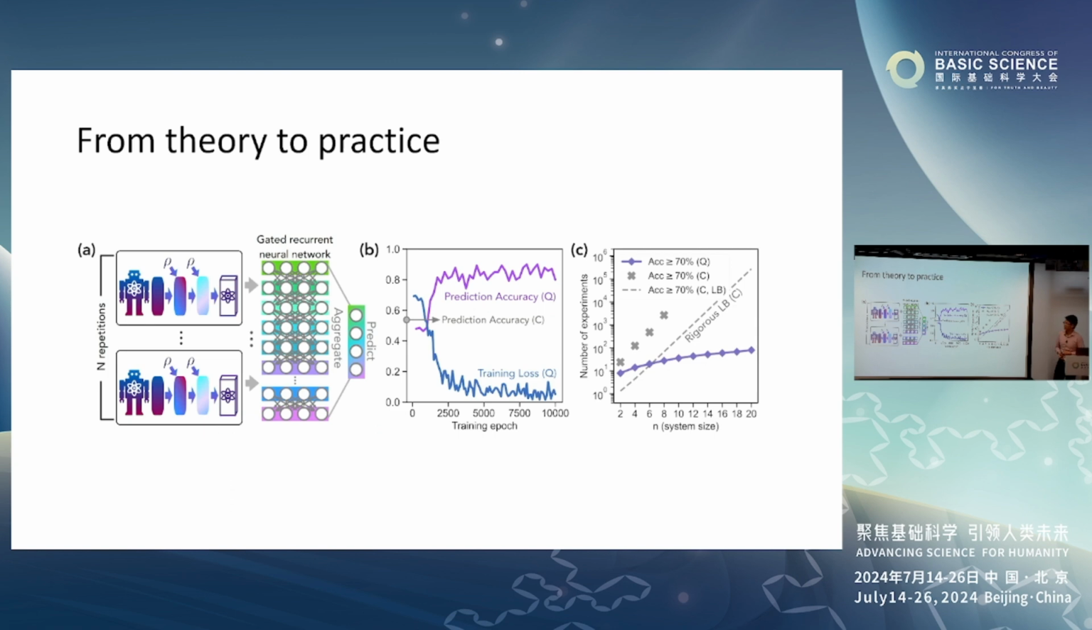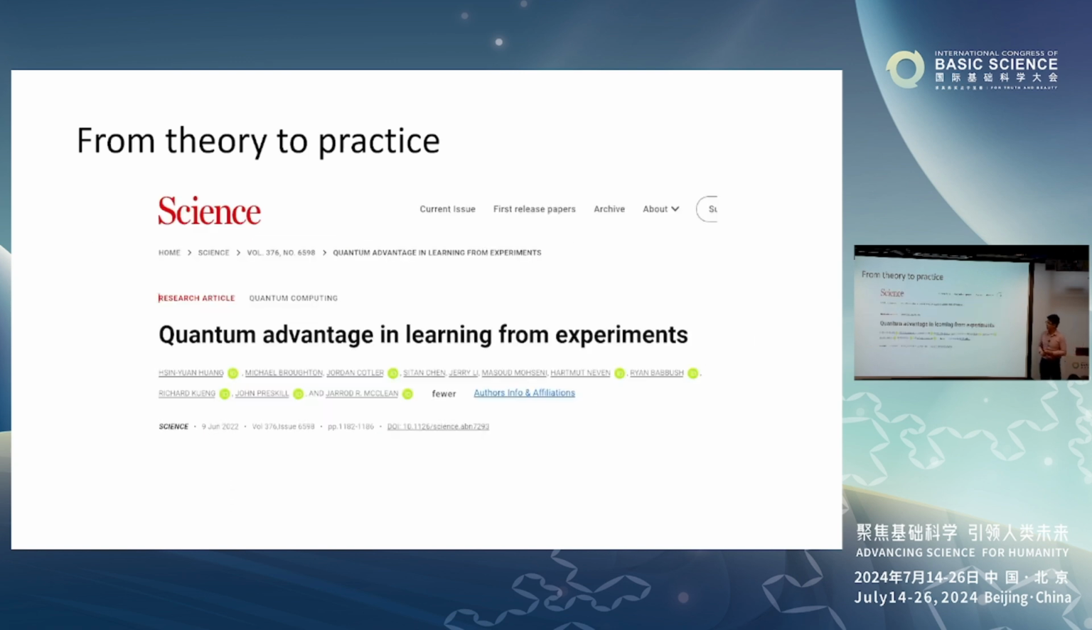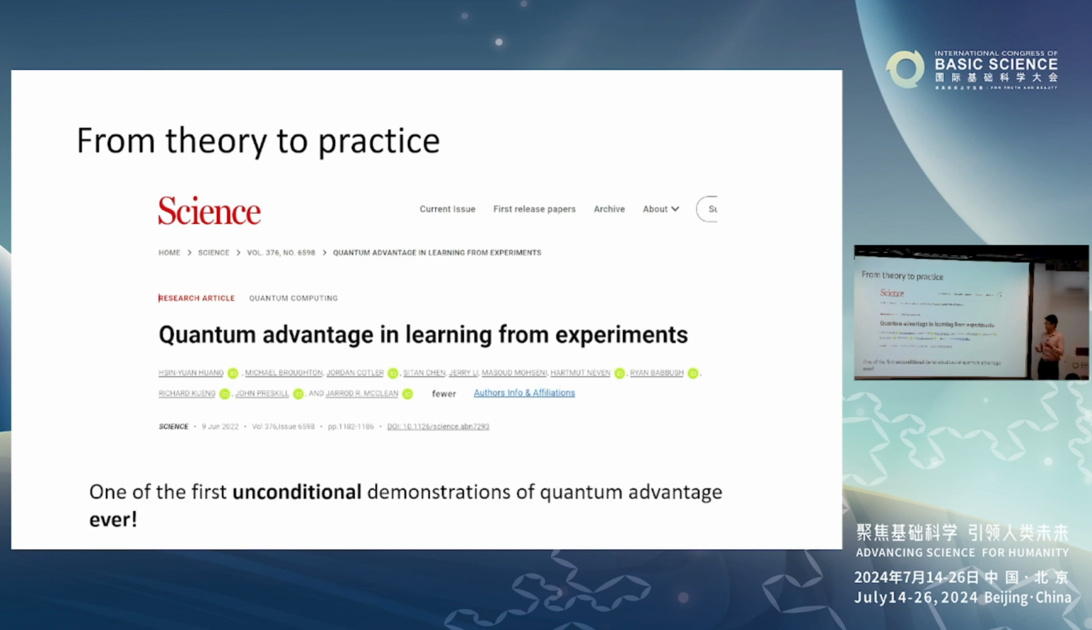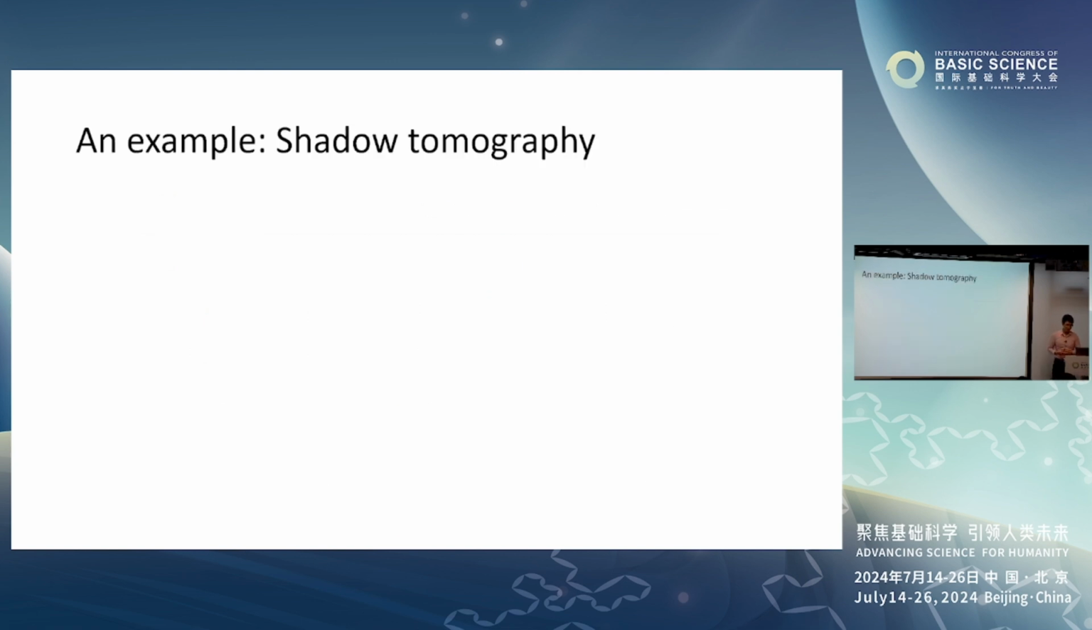And this is work that we published in Science a couple years ago, where we demonstrated this, and I would argue that this is perhaps one of the first unconditional demonstrations of large-scale quantum advantage in any setting ever, which I think is pretty cool at least. Okay, so now I'd like to spend the remaining time telling you how we actually prove these sorts of lower bounds, or at least giving you a high-level idea. I'm going to try to do so by giving you a relatively simple example, namely shadow tomography.